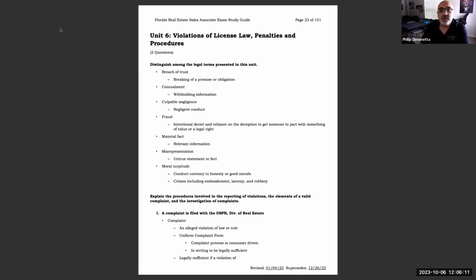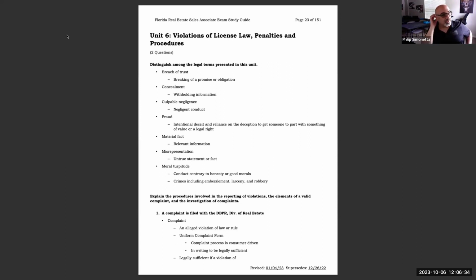Okay, let's look at Unit 6, which is violations of license law, penalties, and procedures. You're going to have 2% of your state exam on this unit, so that'll be 2 questions out of 100. What we need to do is distinguish among the legal terms presented in this unit.